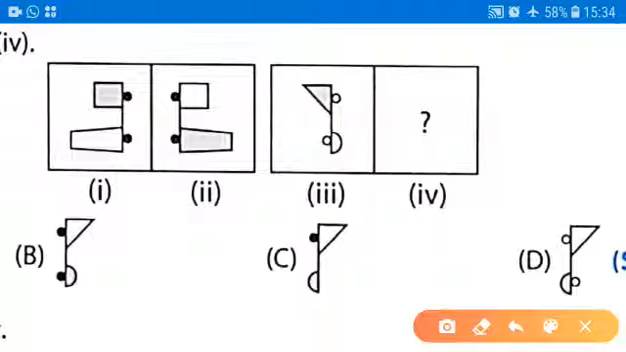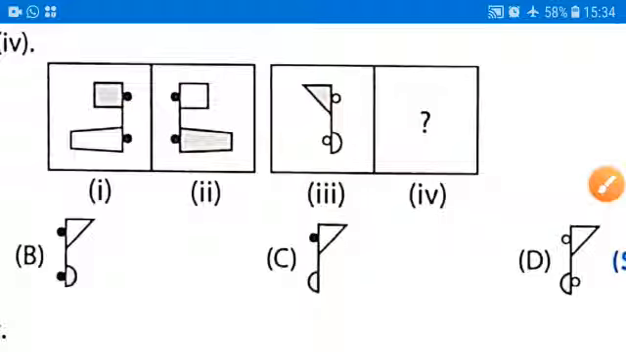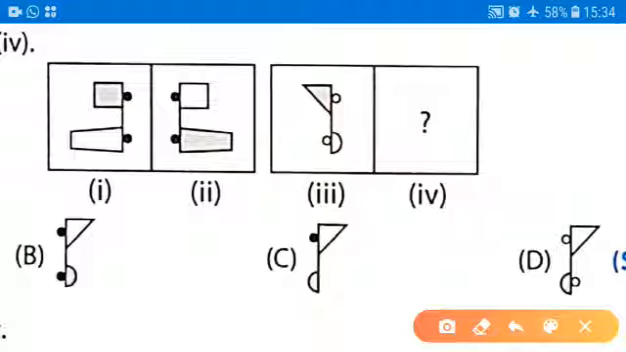See, this figure 2 is the mirror image of figure 1. Very simple. Okay, then the shaded portion is upward. This square was shaded, now the trapezium is shaded here. The same thing we have to follow. Okay, and let us check.